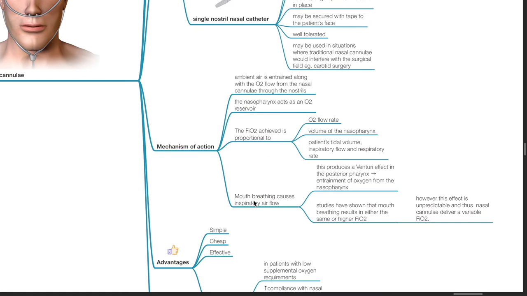Mechanism of action. Ambient air is entrained along with the oxygen flow from the nasal cannulae through the nostrils. The nasal pharynx acts as an oxygen reservoir. The FiO2 achieved is proportional to the oxygen flow rate, volume of the nasal pharynx, the patient's tidal volume, inspiratory flow, and respiratory rate. Mouth breathing causes inspiratory airflow. This produces a Venturi effect in the posterior pharynx, and this results in entrainment of oxygen from the nasal pharynx. Studies have shown that mouth breathing results in either same or higher FiO2. However, this effect is unpredictable, and thus nasal cannulae deliver a variable FiO2.